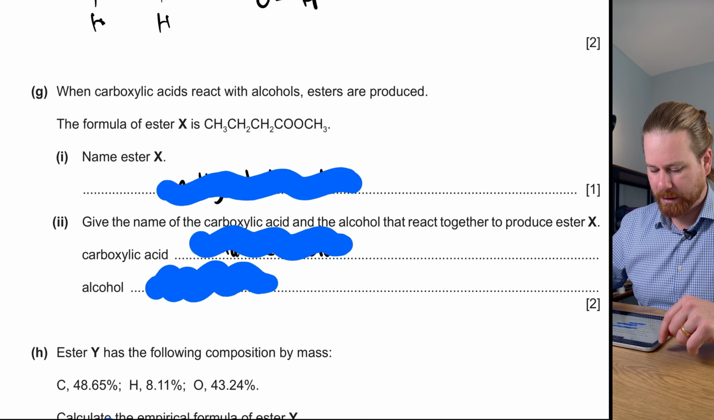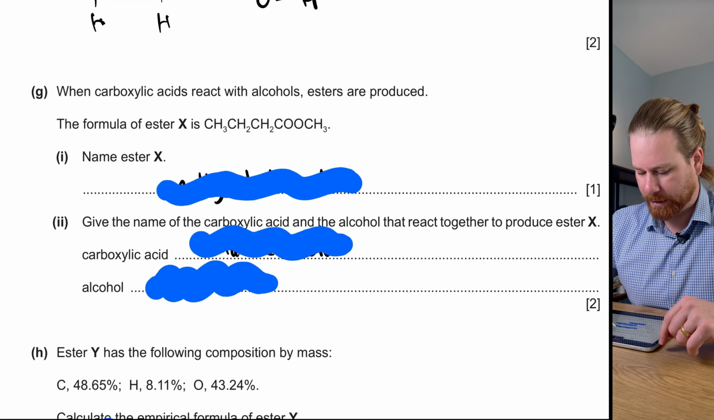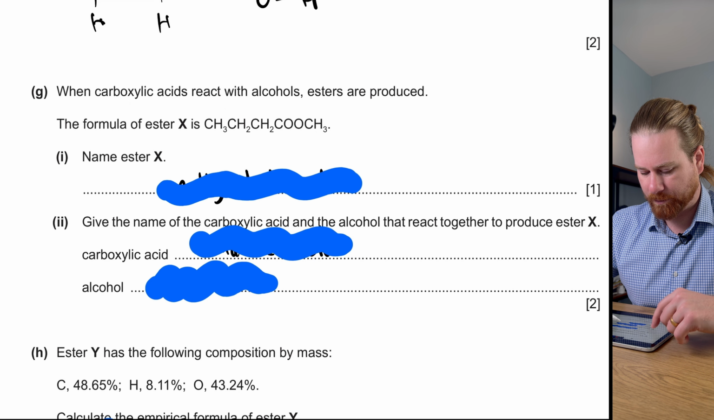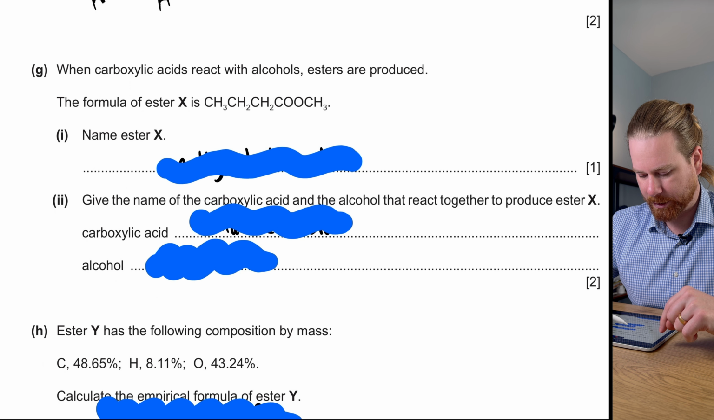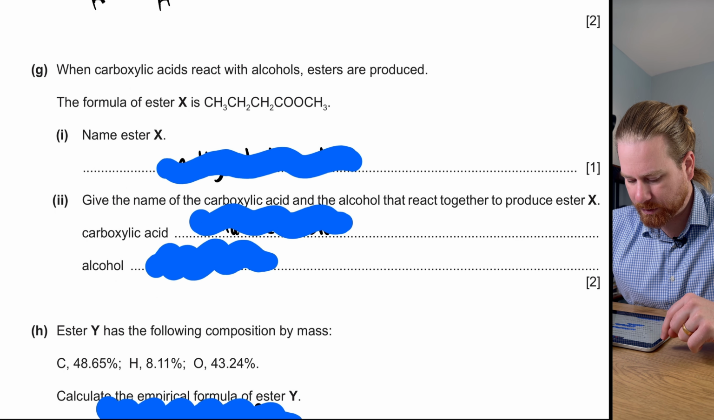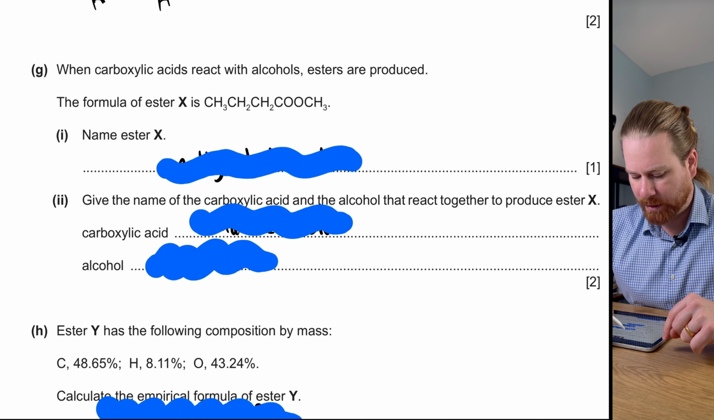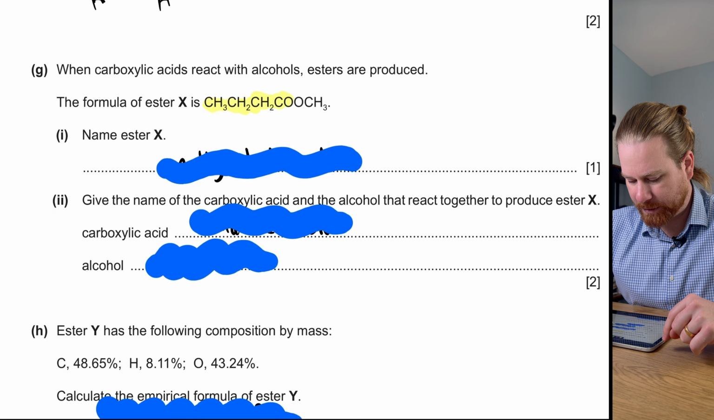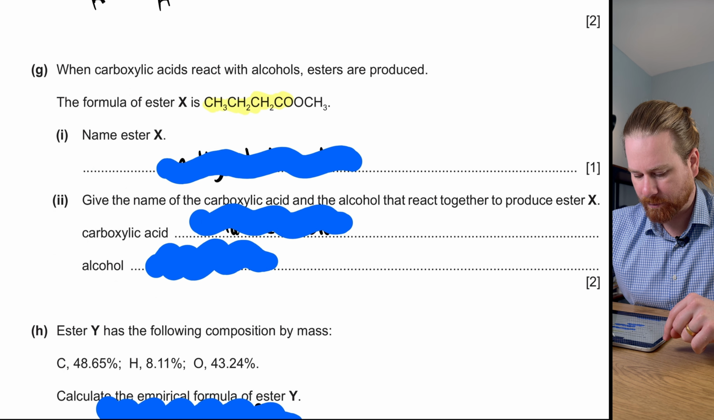When the carboxylic acid reacts with alcohols, esters are produced. The formula of the ester is this, very good. Name the ester. Before we look at the name, we need to break down what's going on. All of this is the acid part, coming from the acid.